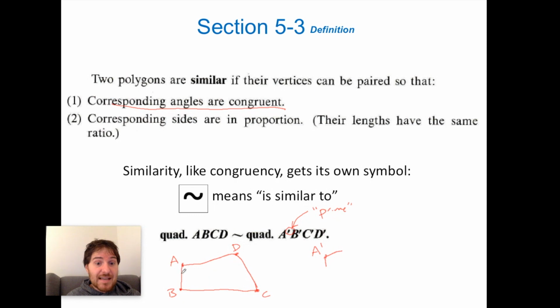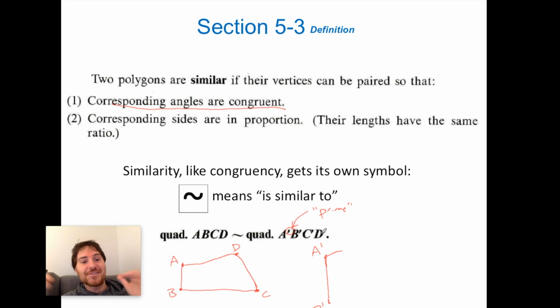So maybe I'll draw this about 1.5 times. I'm just trying to eyeball it, see if I can draw a similar figure so you can see what it looks like in a second. So I went about 1.5 times down here. And then this would be B prime, B prime down here. A prime, B prime, C prime, D prime.